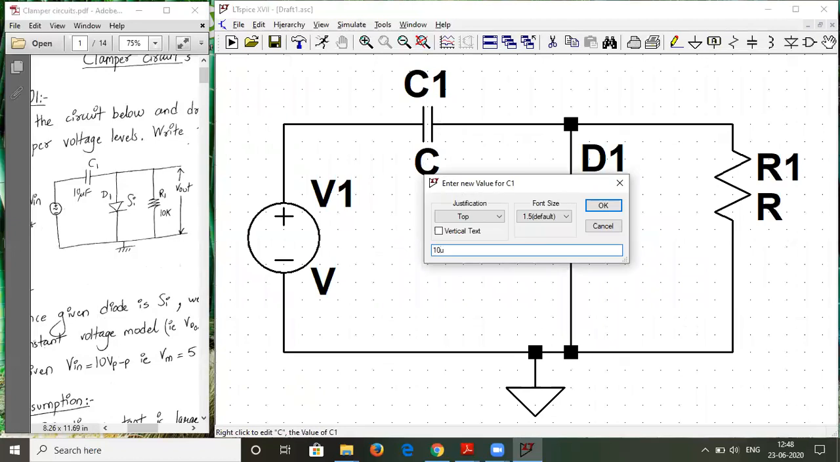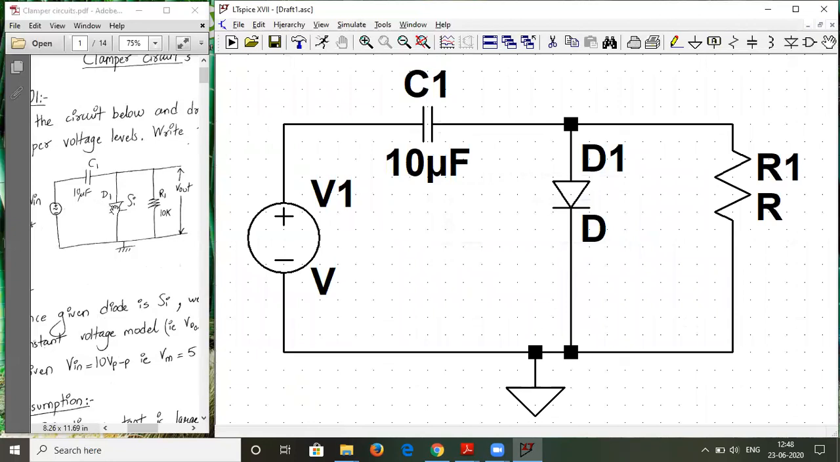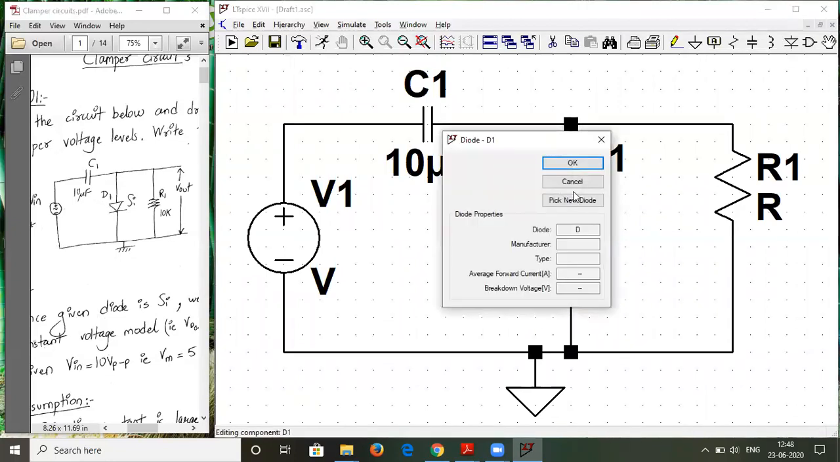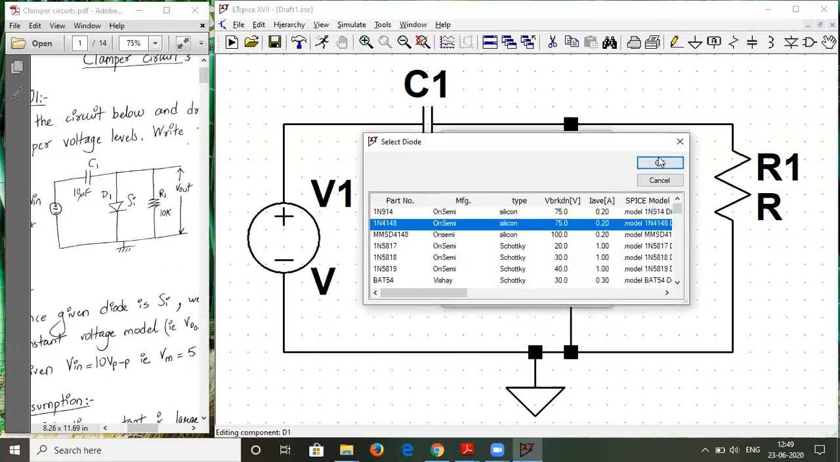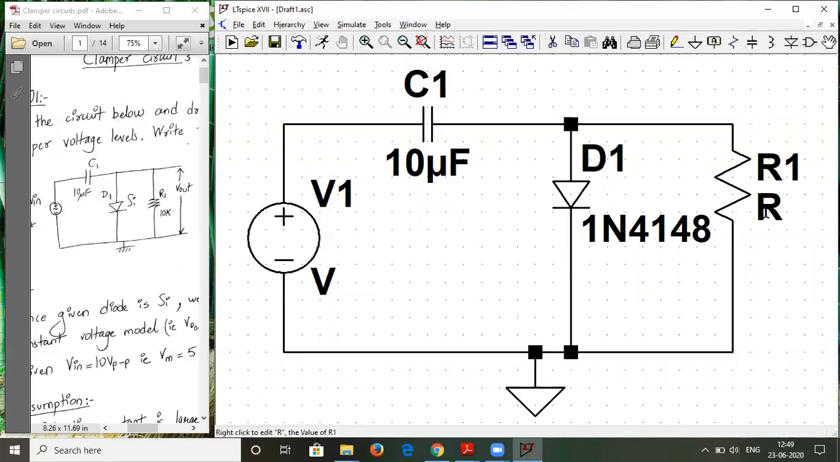I'll keep it as 10 microfarad. The diode which I will be having over here is a silicon diode, so I can select here 1N4148. The resistor over here I require is around 10 kilo ohms, and that's it.